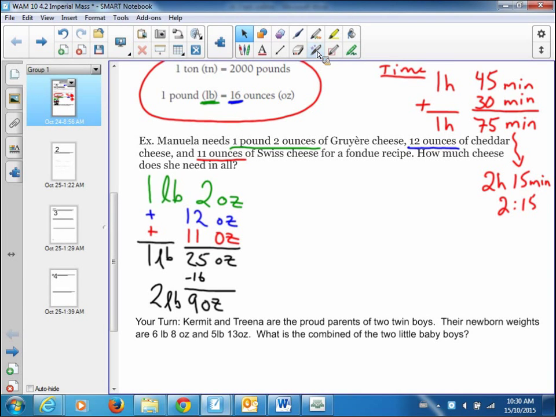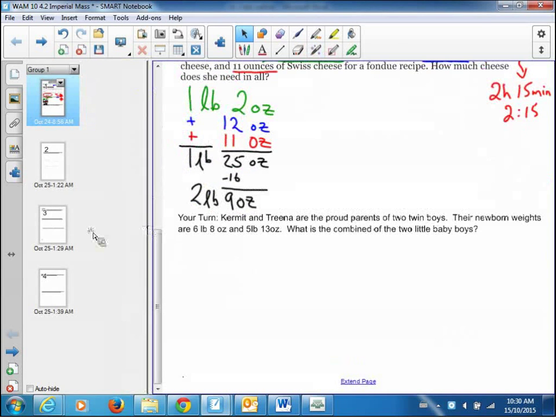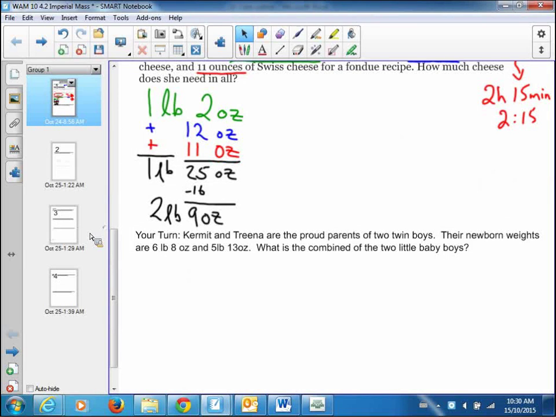Just got to write that down. Okay. So does that kind of make sense, that one? It's not too bad. 2 pounds, 9 ounces. Sorry, got that in. Now let's try this. When you do this later, your turn.